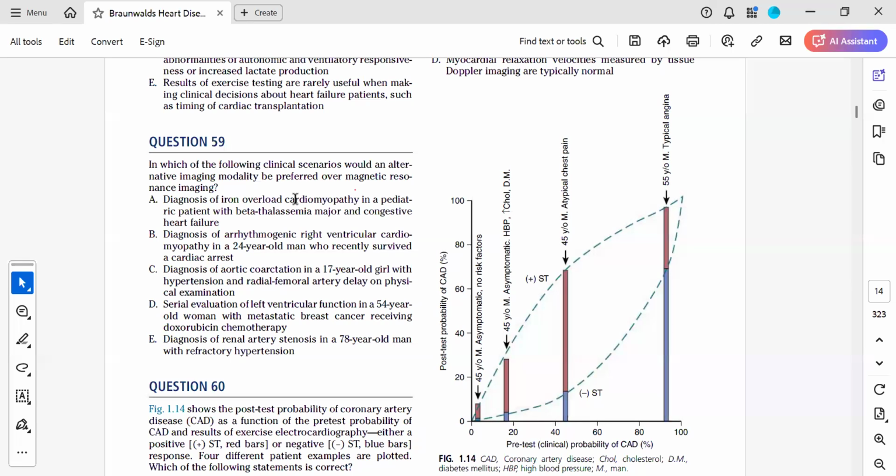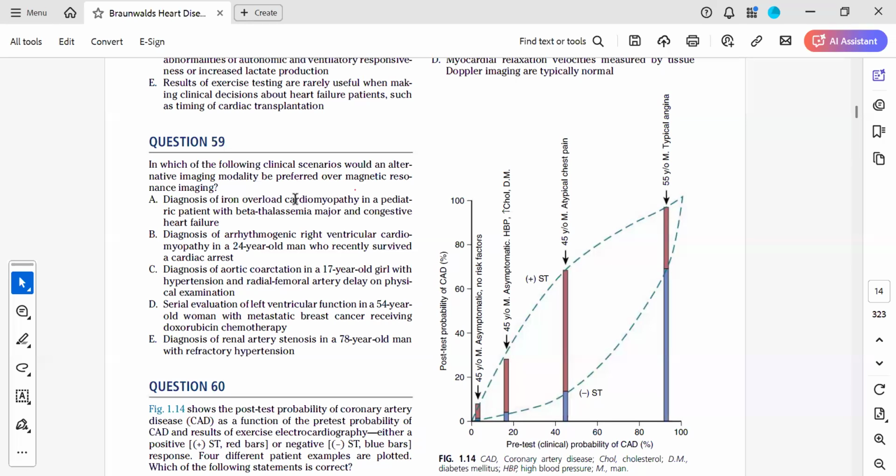Then B, stress testing should be pursued in the 55-year-old man with typical chest pain because if negative, the test will have the best negative predictive value of the cases shown. Like I've said earlier, the lower the pretest probability, the better the negative predictive value. For this patient, the pretest probability is high. However, they are saying that the patient will have the best negative predictive value.